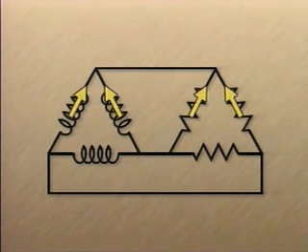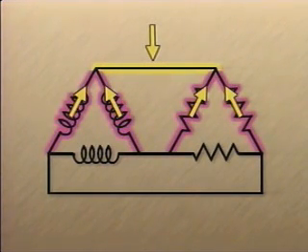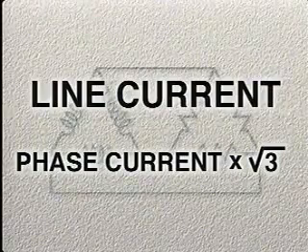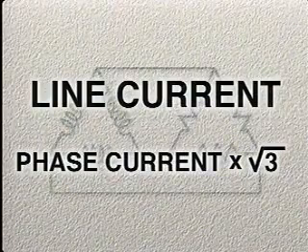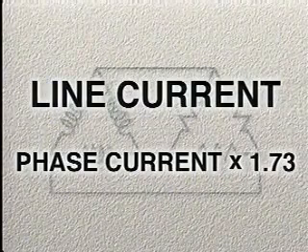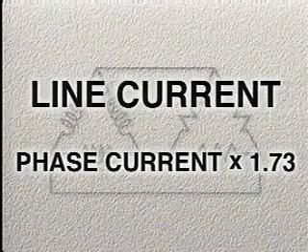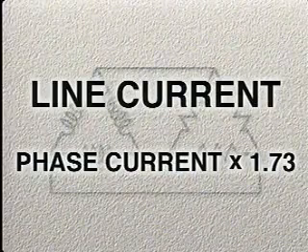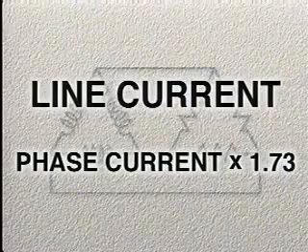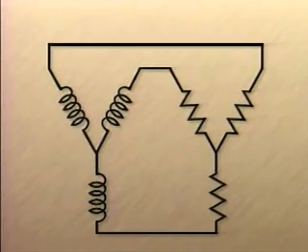However, the ends of two coils or two resistors are connected to one wire, so the current flow through the coils or resistors is not equal to the current flow through the wires. The line current is actually equal to the phase current times the square root of 3. Since the square root of 3 is 1.73, we can say that the phase current times 1.73 equals the line current. You'll need to know this when you're taking readings of current and voltage on three-phase systems that are delta connected. The other common type of connection for three-phase systems is the Y or star connection.